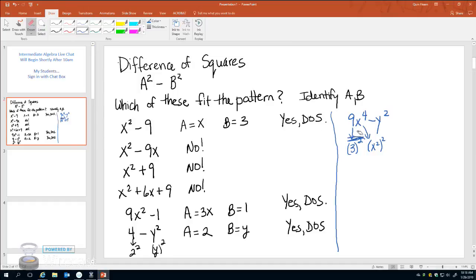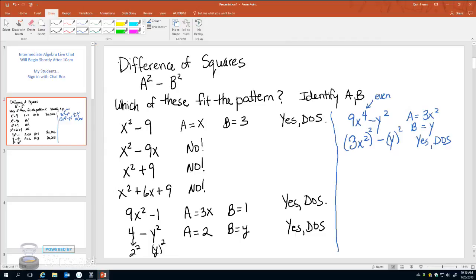Oops, my eraser doesn't want to work here. Let's see, there we go. So this first term, 9x to the 4th, could be thought of as (3x squared) squared. And what's being subtracted from it is obviously a perfect square, y squared. So we just identified our A is 3x squared, and our B is y, the thing being squared. And so yes, it is a difference of squares. In fact, anytime you see an even power, that can be written as a quantity squared.